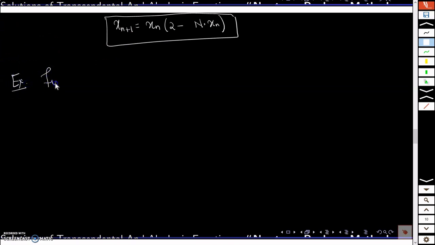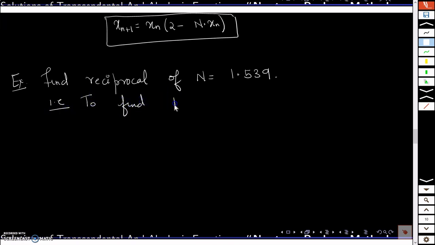Supposing I want to find 1 upon, I can frame the question as: find the reciprocal of N is equal to 1.5349. Okay, that means I have to find 1 by N, and that will be nothing but 1 by 1.5349. This is what I need to find, right? Sorry, I picked up a wrong N. That's 1.5349. Okay, I'll just change this to 49, and even here this is actually 49 and not 39. Okay, so that's my capital N that's given to me.